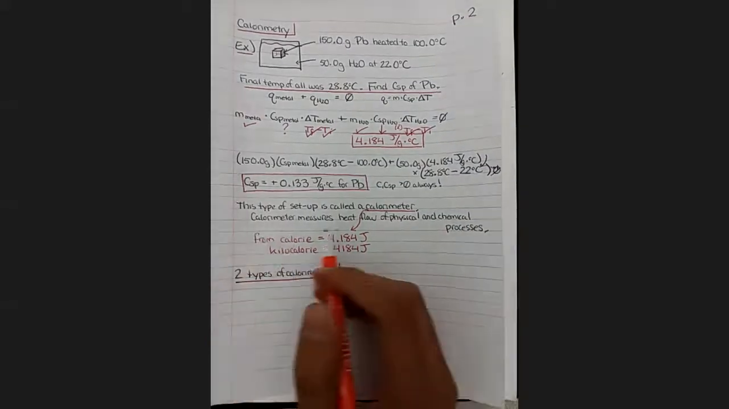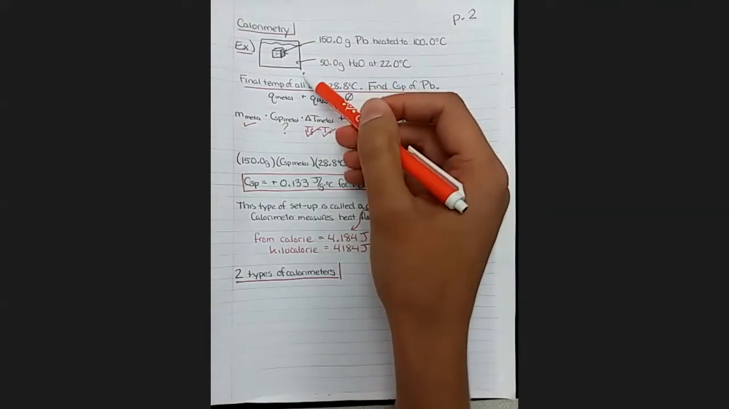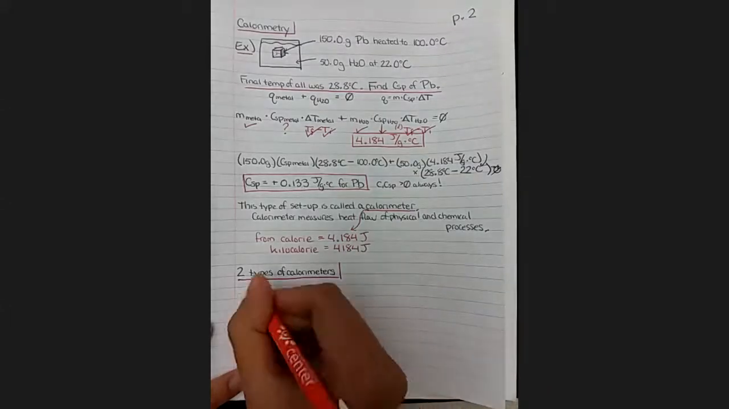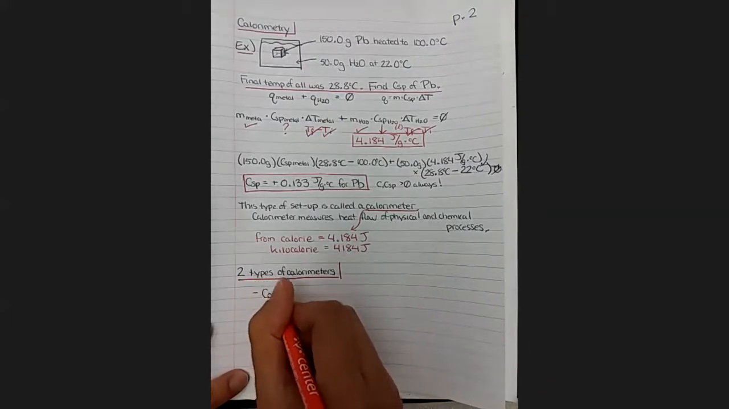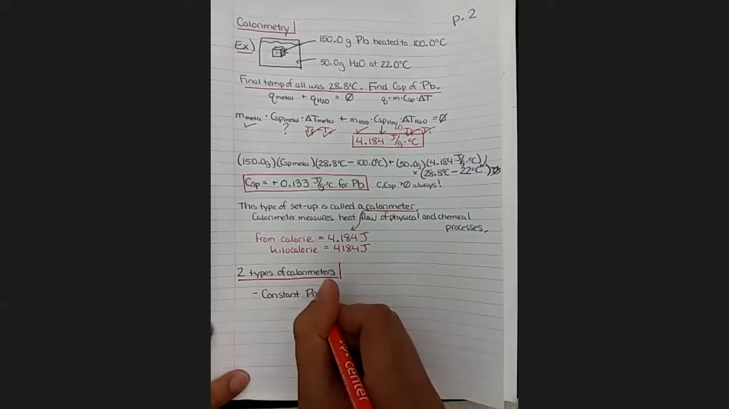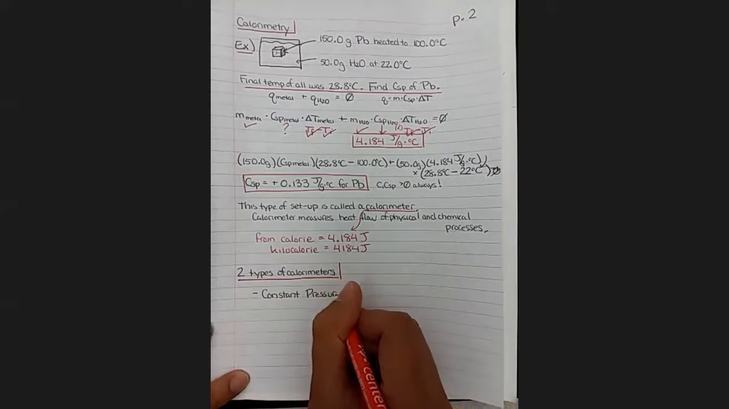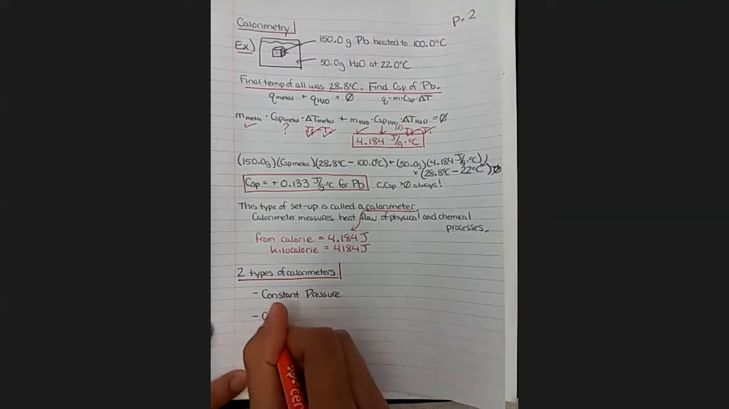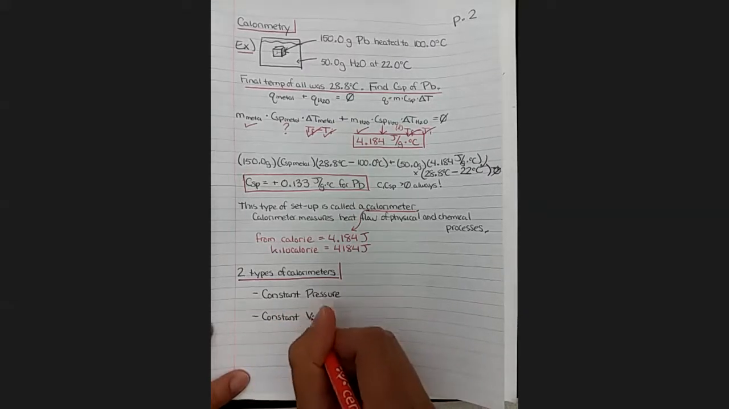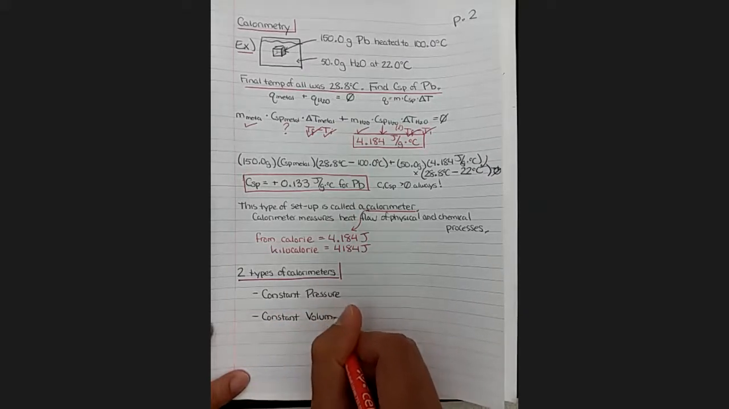Okay, so most calorimeters are a little bit more advanced, but not actually that much more advanced than this picture that I drew. So there's 2 main types of them. The calorimeters can either be at constant pressure or at constant volume. And I'm going to show you some example pictures taken out of the book for these because they're a little bit more complicated to draw.